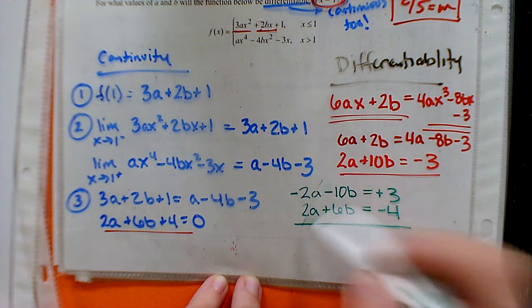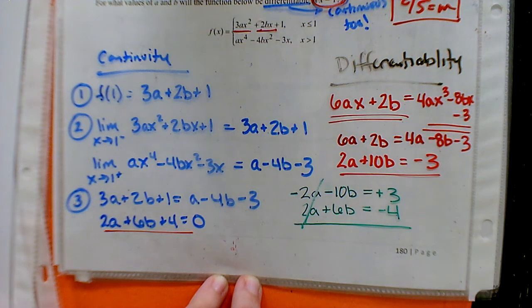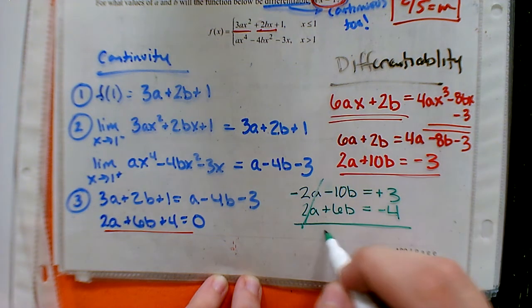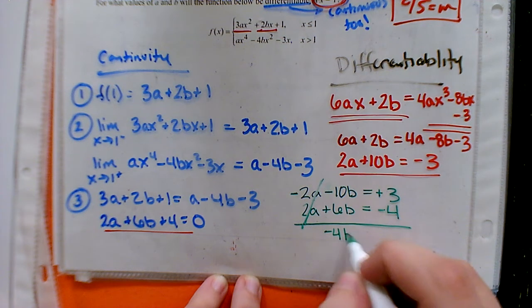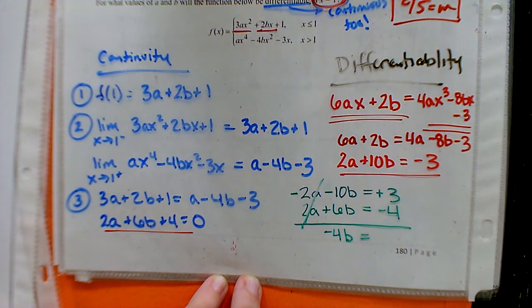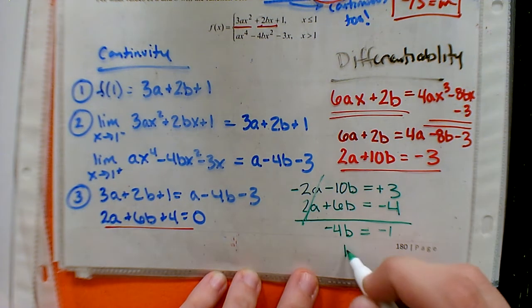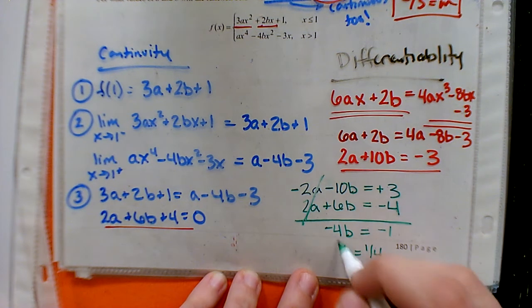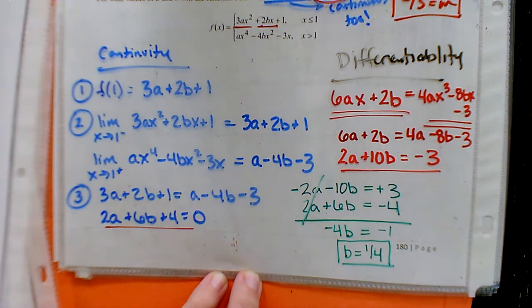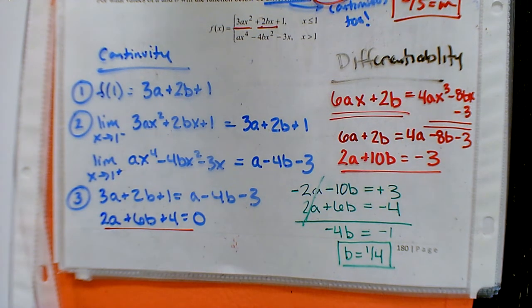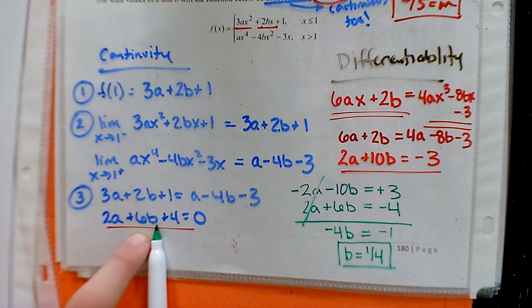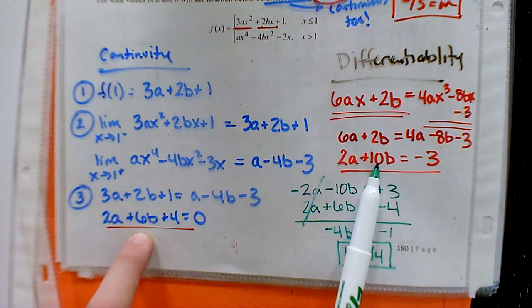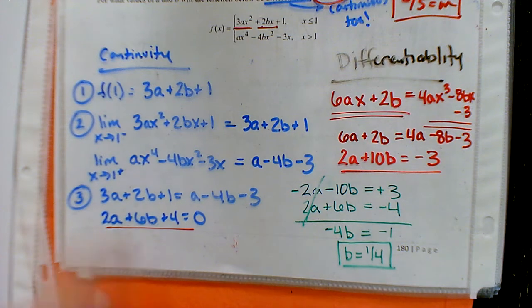Okay, so the a's are going to eliminate, cancel out. Negative 10 plus 6, looks like we got negative 4. 3 minus 4, negative 1. So solving for b, looks like we get 1/4. Alright, so pick either equation you want, either my blue one from continuity or the red one for differentiability. Plug b back in and check out what a is.